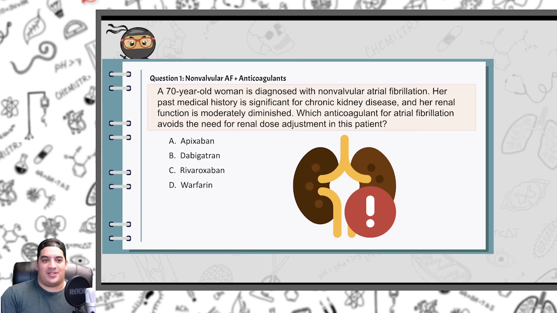We got a 70-year-old woman diagnosed with non-valvular AFib. That's really important. Her past medical history is significant for chronic kidney disease, and her renal function is moderately diminished. Which anticoagulant for atrial fibrillation avoids the need for renal dose adjustment in this patient?